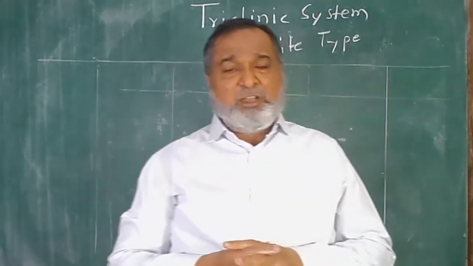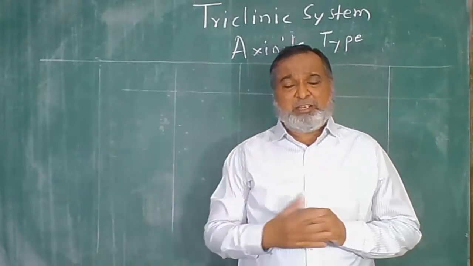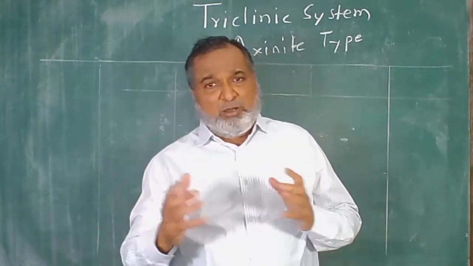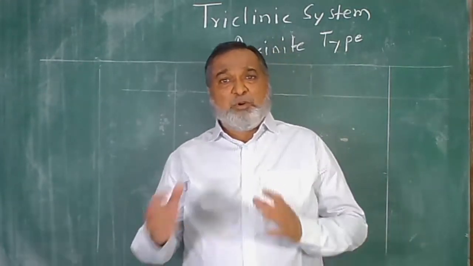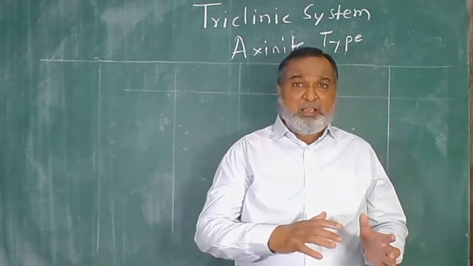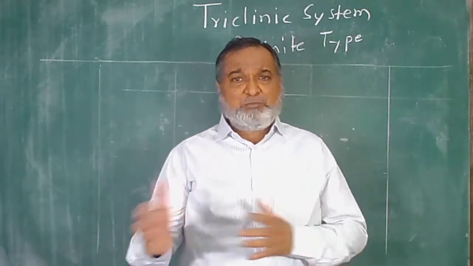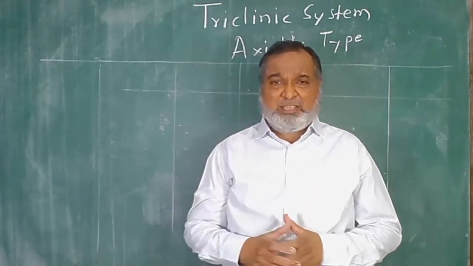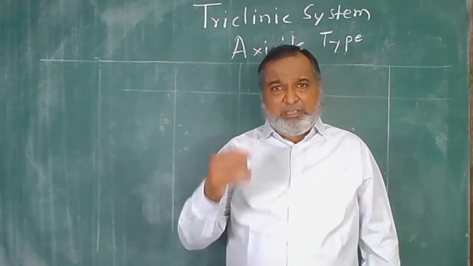On the request of one of the viewers, I have already uploaded various videos on cubic system, hexagonal, tetragonal, orthorhombic, monoclinic as well as triclinic. So all systems are done. Then I have done how to make the revision comparison of the forms, indices, crystallographic axis. Then the shortcut methods I have already done.